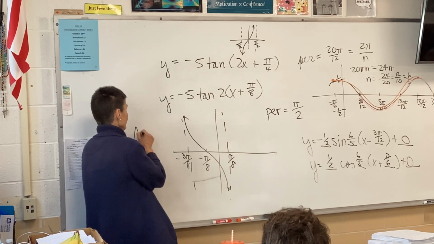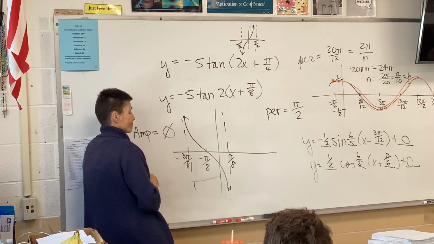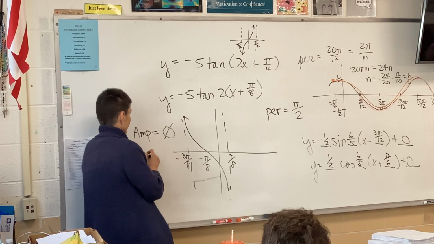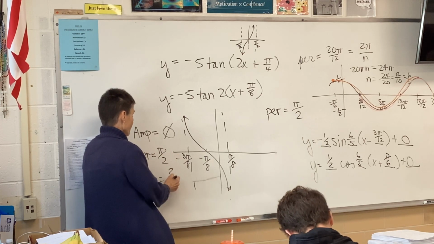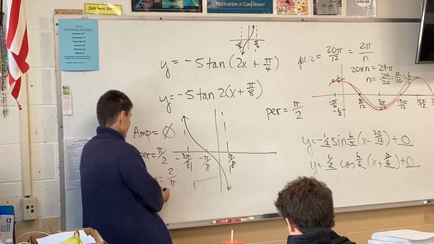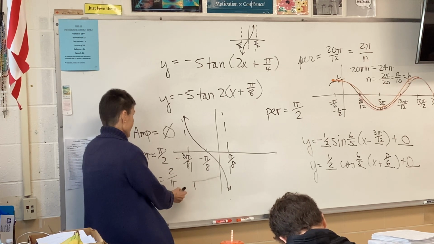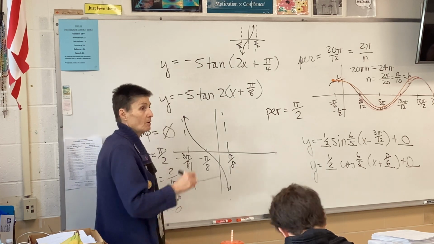What's the amplitude? No amplitude. Period was pi over 2. Frequency is 2 over pi. Remember the reciprocals. Phase shift or horizontal shift is negative pi over 8. And vertical shift is 0. We didn't lift it up at all.